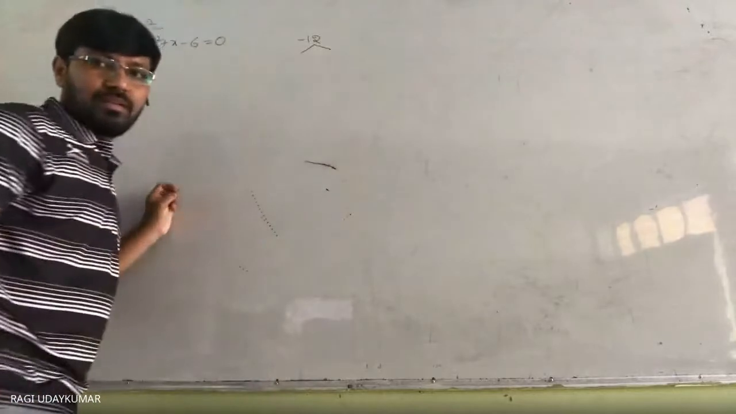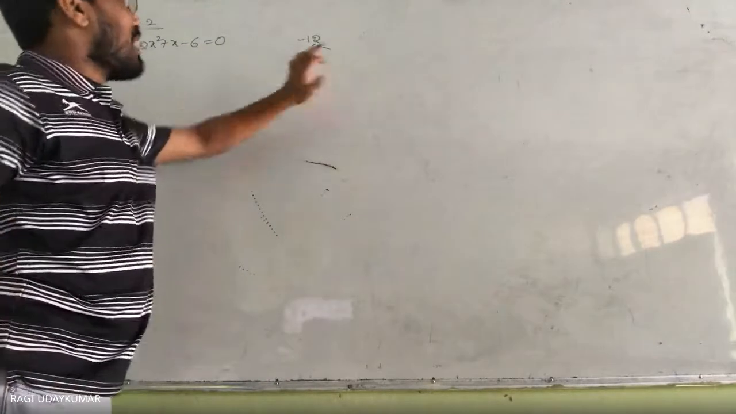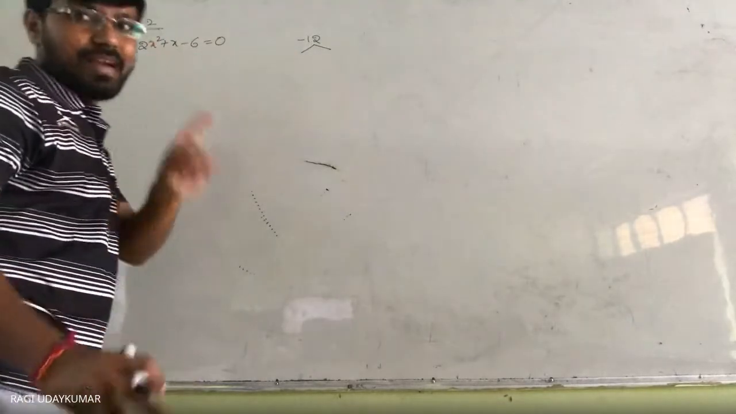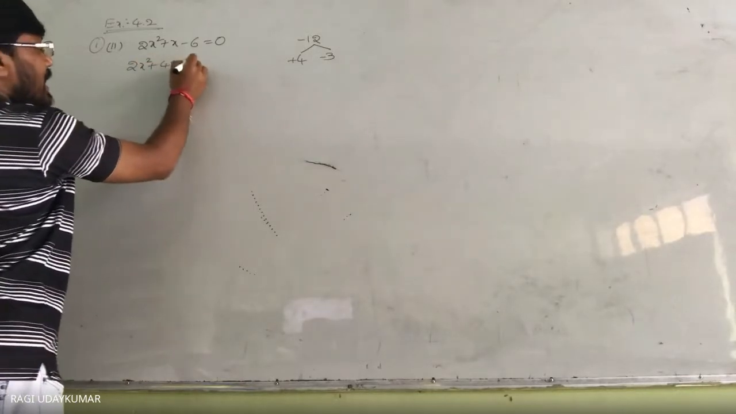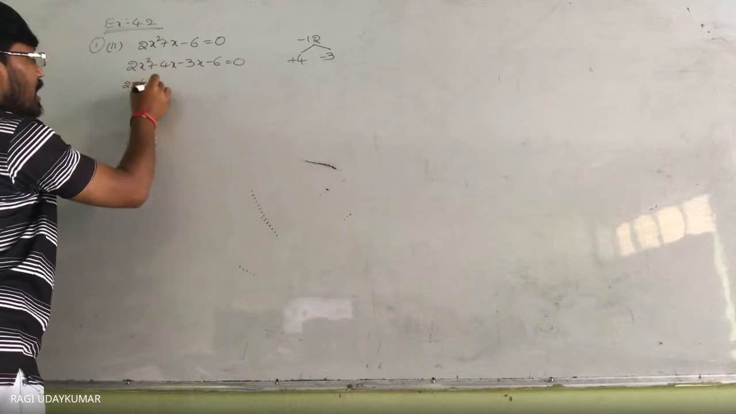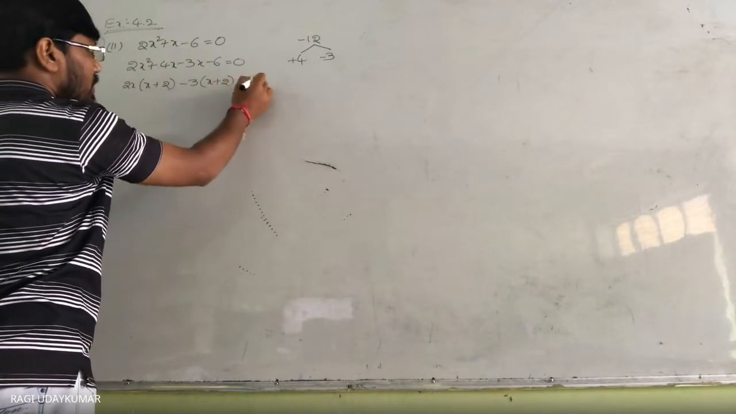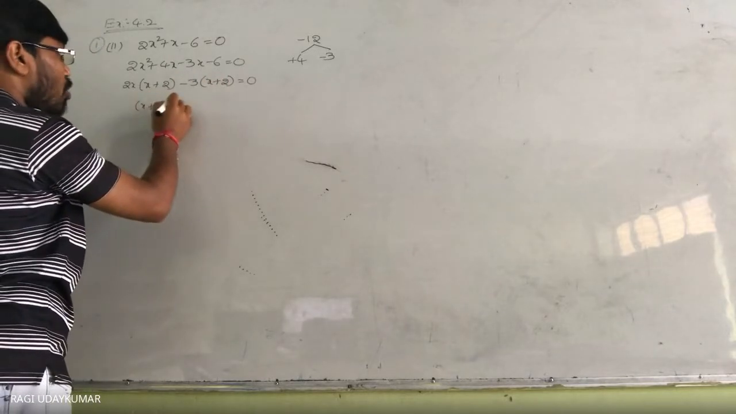Factorization should be done. The difference of the two numbers we need to get as a 1. So 4 3s are 12, we know that. And as we are having plus 4x, here minus 3x. Plus 4x minus 3x minus 6 is equals to 0. From this 2x you take the common, x plus 2 you are going to get. Minus 3 you take the common, x plus 2 is equals to 0. And x plus 2 is the common, minus 3 is equals to 0.